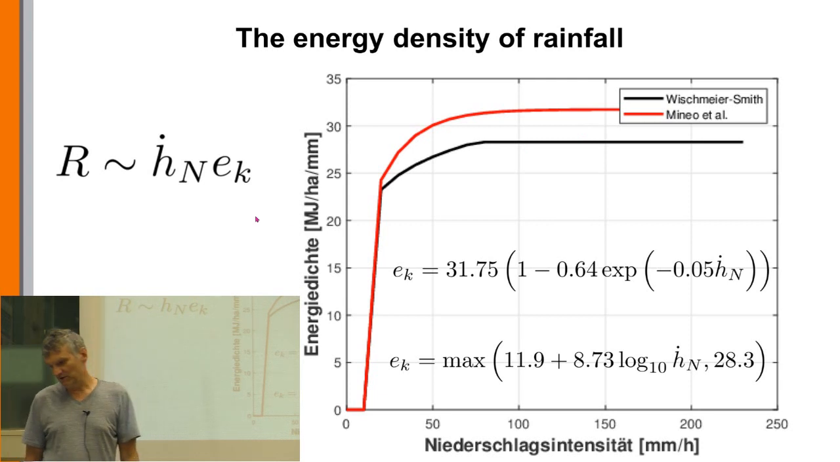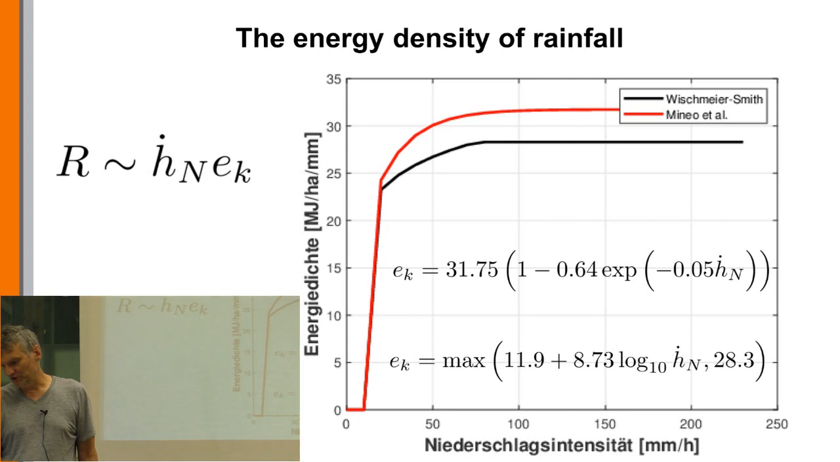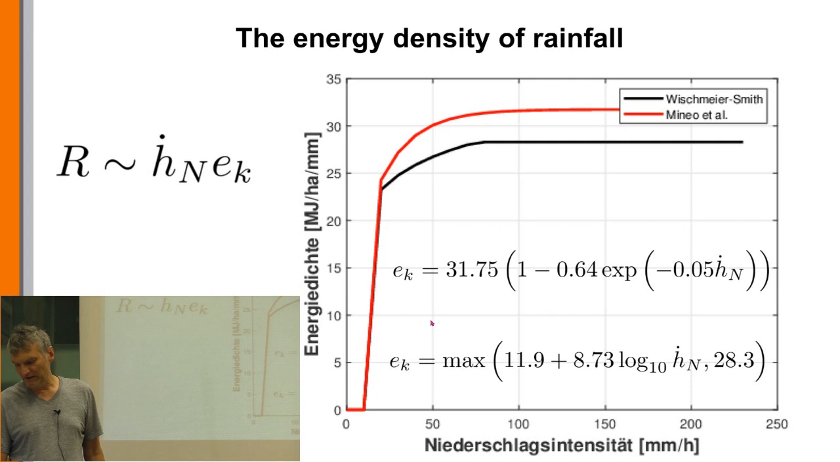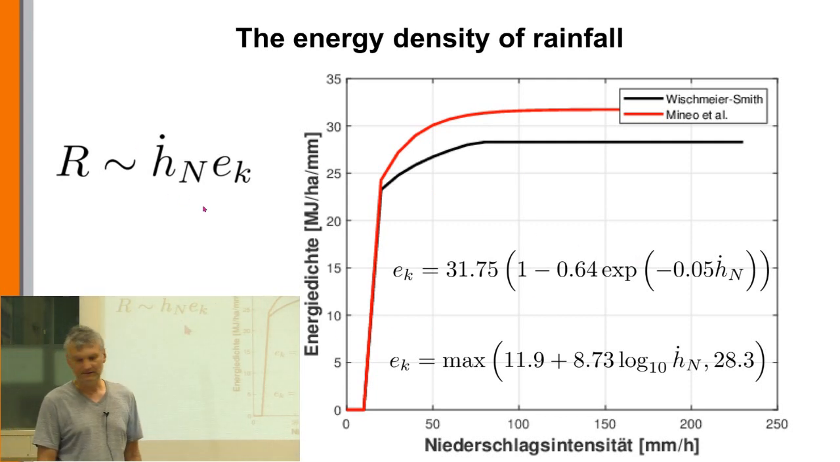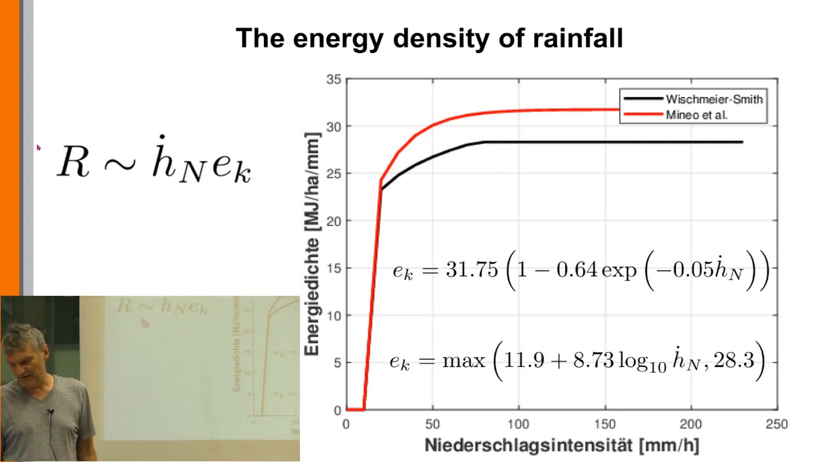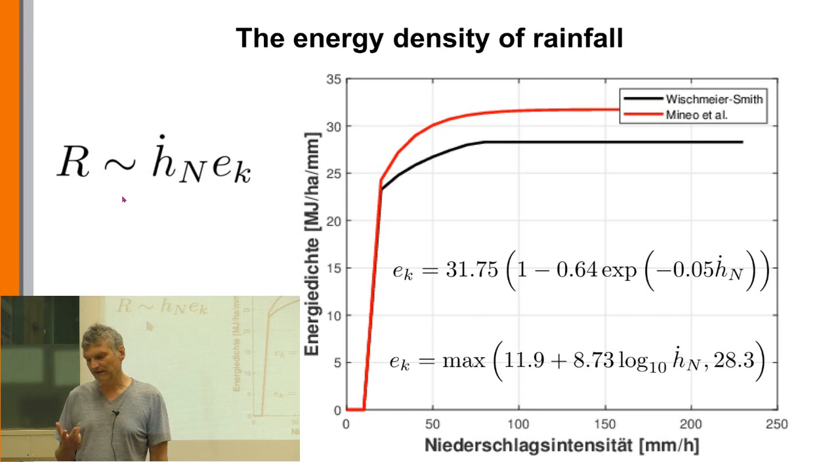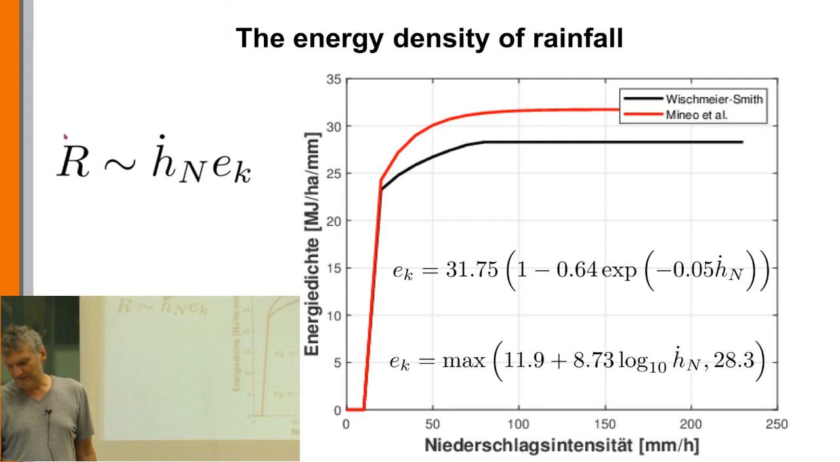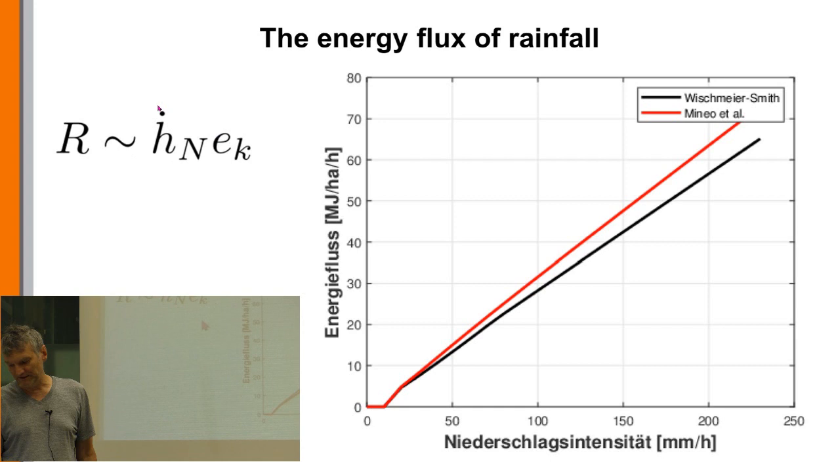Normally, we take today the Mineo approach, which is the red curve here, because it's smoother than the Wischmeier and Smith approach. Here are the formulas for both approaches. Then we can introduce these formulas in this equation, and we get the rainfall erosivity factor for one rainfall event. Then we have to multiply it by the rainfall intensity itself, and when we do this multiplication, we get these functions here.